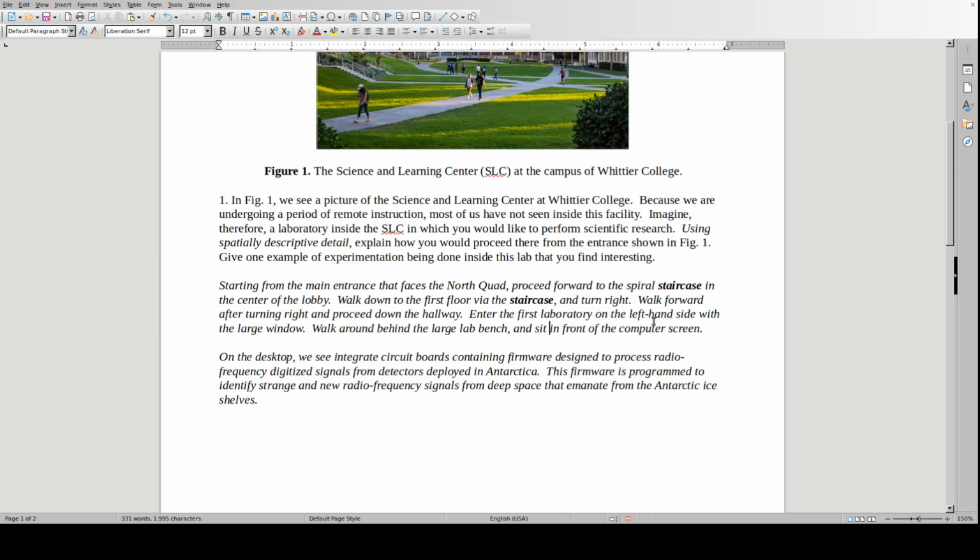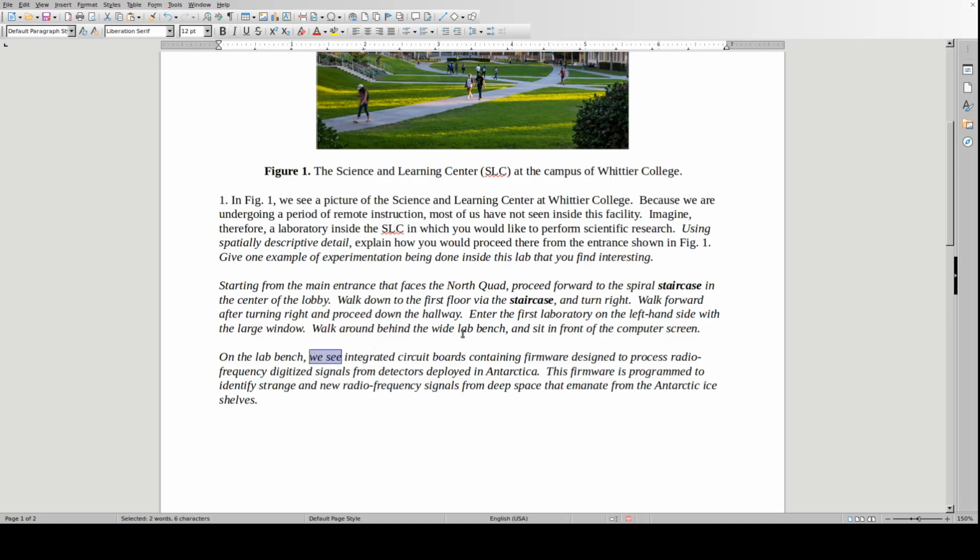Enter the first laboratory on the left-hand side with the large window. Walk around behind the large lab bench and sit in front of the computer screen. I could replace large with, for example, wide lab bench, and that might be a little bit better. Give one example of experimentation being done inside this lab that you find interesting. So, to stay consistent with what I've said before, on the lab bench, we see integrate circuit boards. That's a typo. I should say integrated. We see integrated circuit boards.